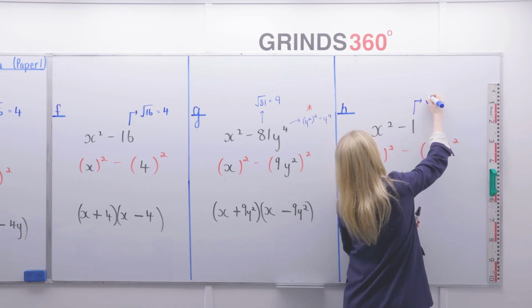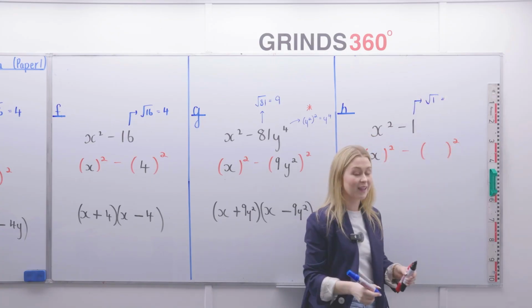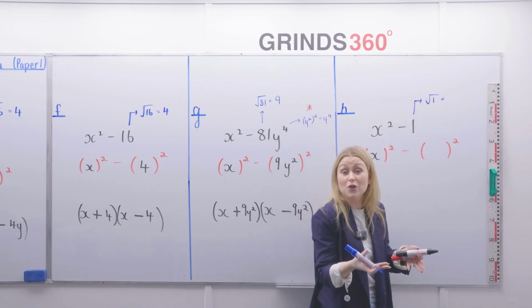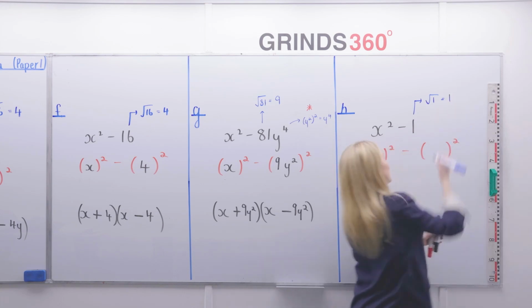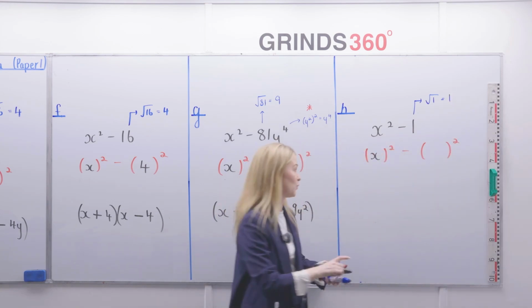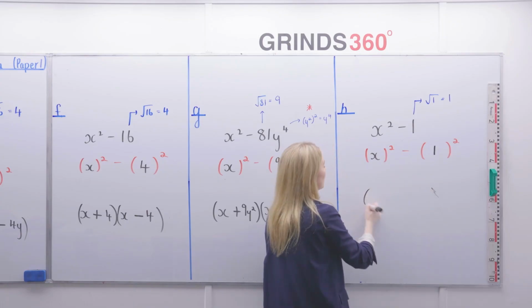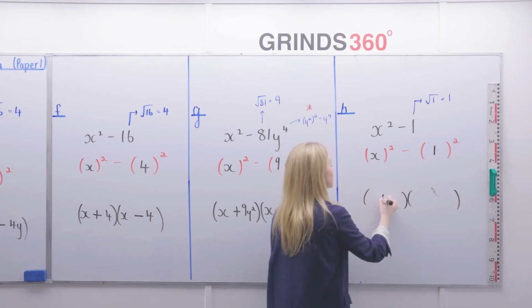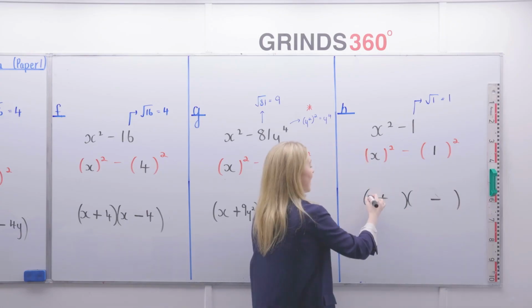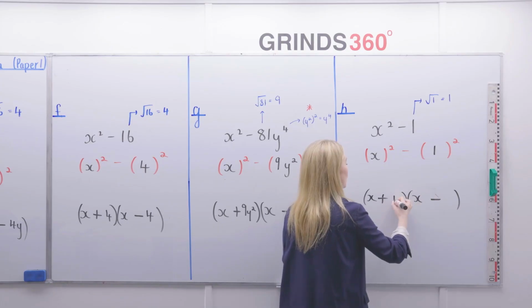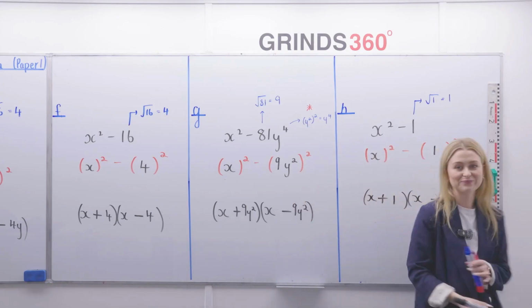What is the square root of 1? Can I get the square root of 1? Yes, you can. Check it on your calculators if you don't believe me. It is 1. The square root of 1 is 1, which means 1 to be squared gives me 1. Here, open my brackets, place a plus in one and a minus in the other. x and x, 1 and 1.